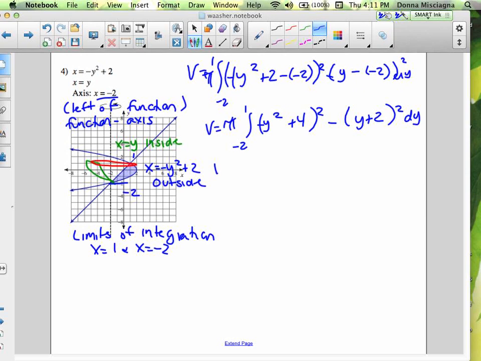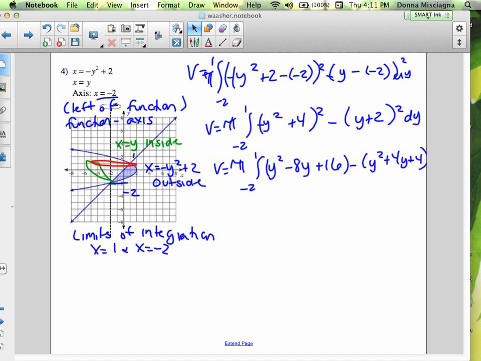All right, so now let's square. So our volume is pi evaluated from negative 2 to 1. This would be positive y squared. That'd be minus 8y, right? Negative 4y plus a negative 4y. And then plus 16. And then minus y squared plus 4y plus 4, right? And it's still dy.